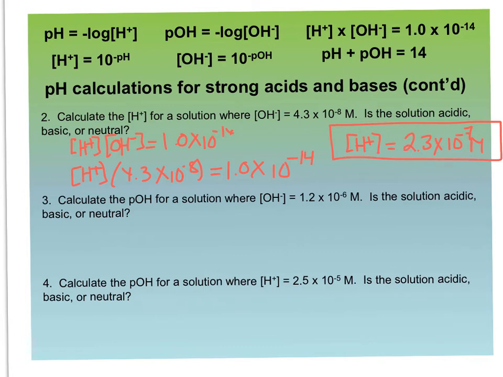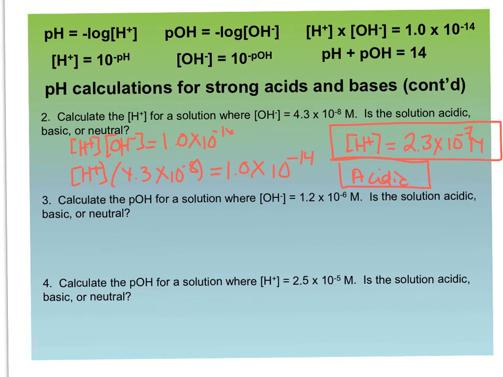Again, you could do it different ways. If you're pretty confident, you could look at this and say, oh, this number is bigger than 1.0 times 10 to the negative 7th. I have lots of H+, so that is acidic. So again, no matter what method you pick, you're going to get that it's acidic, but just so that you don't confuse yourself, maybe the best method is just always stick with pH.